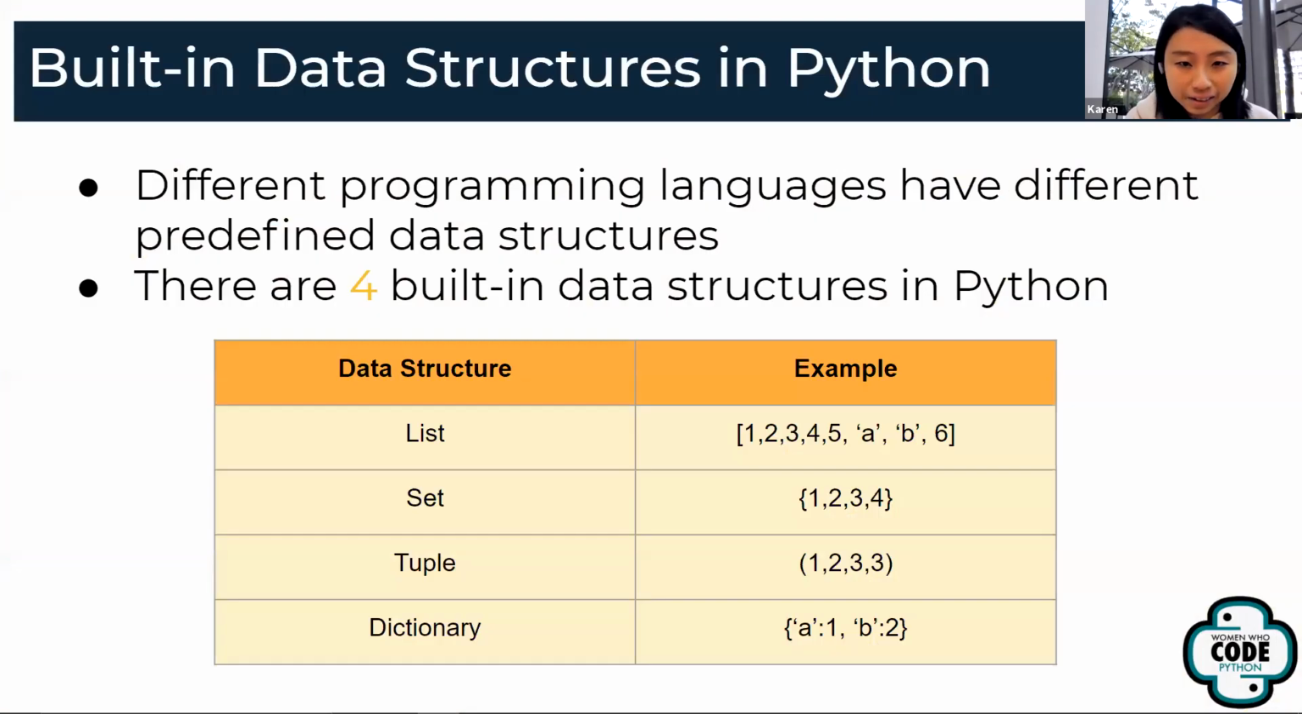In Python, there are four built-in data structures. I hope you have heard of them, and if you haven't, that's fine. That's what we're here for. So learn with me. We have list, set, tuple, and dictionary.